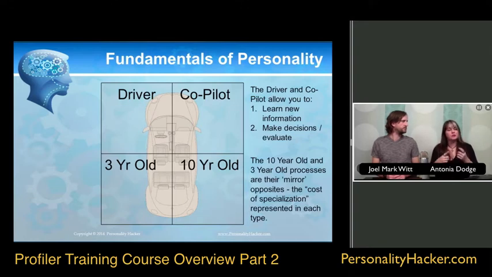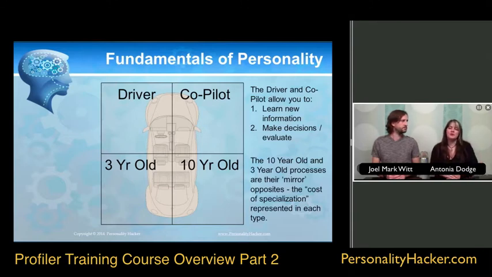Now, it depends on your personality type where those all fall. However, those 2 processes give you all 4 of those things: the way to get in touch with your inner world and your outer world, and the way to learn new information and to make decisions. And then we also talked about how the 10-year-old and the 3-year-old processes are the mirror opposites of the driver and the co-pilot.